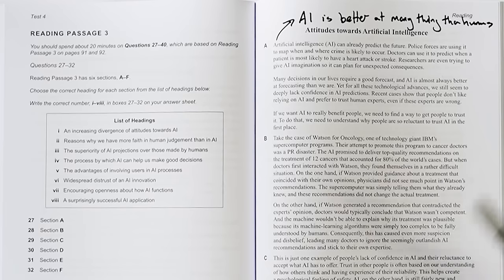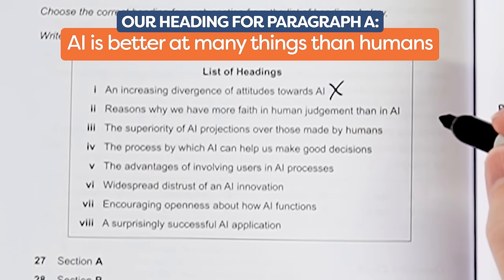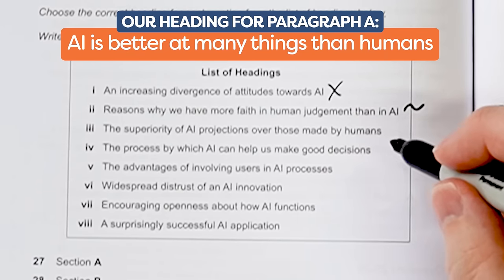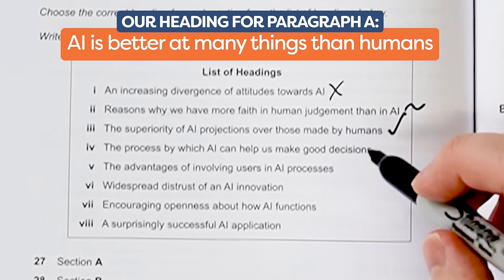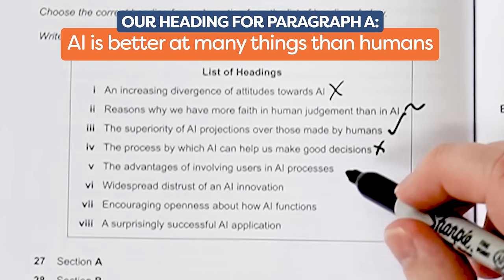So let's use ours to see which one. So AI is better at many things than humans. Let's see if it matches any of those. So I'm going to do an X and a tick here, but you don't have to do that. Just for the purposes of this video, I'm going to make it just super clear. So no. Reasons why we have more faith in human judgment, maybe. The superiority of AI projections over those made by humans. Why AI is better, yes. The process by which AI can help us make good decisions? No, not talking about process. The advantages of involving humans?